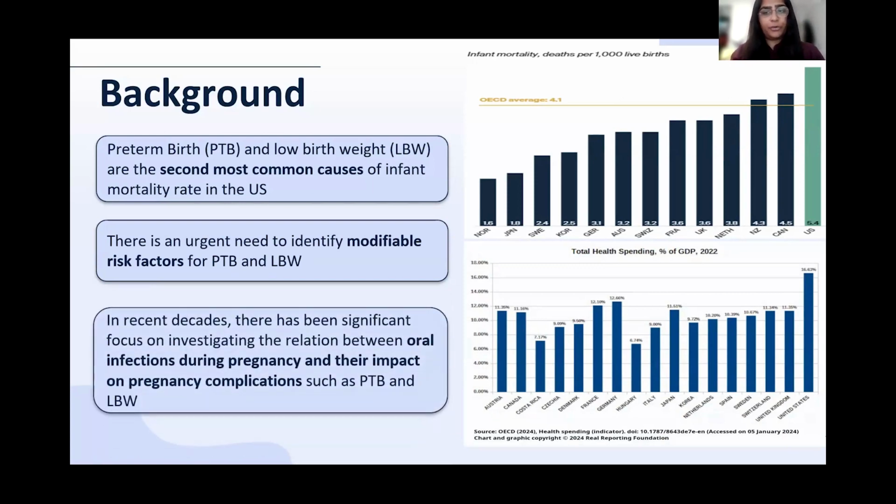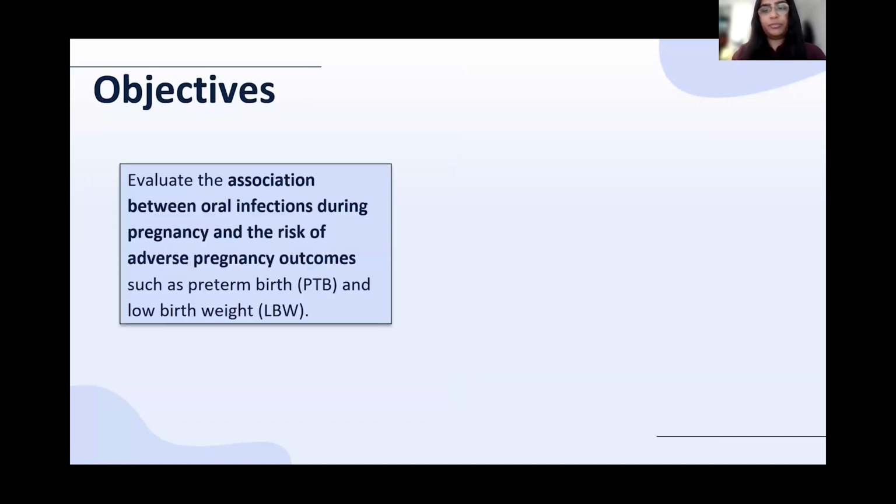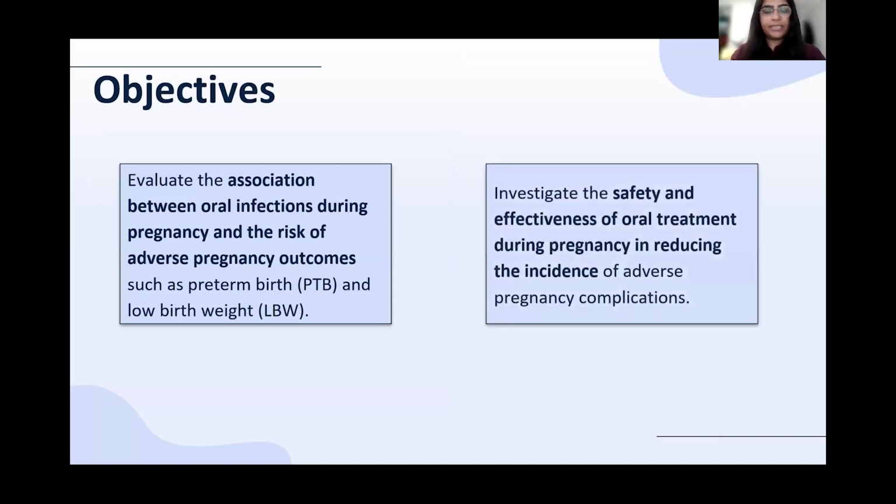Recent decades have seen growing focus on investigating the relationship between oral infections during pregnancy and their impact on pregnancy complications like preterm birth and low birth weight. Given this background, the objectives of our systematic review were, first, to evaluate the association between oral infections during pregnancy and the risk of adverse pregnancy outcomes such as preterm birth and low birth weight. Secondly, to investigate the safety and effectiveness of oral treatment during pregnancy in reducing the incidence of adverse pregnancy complications.